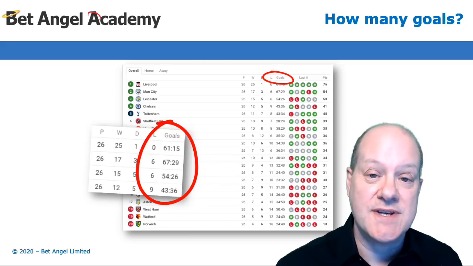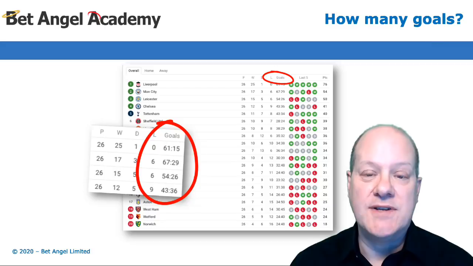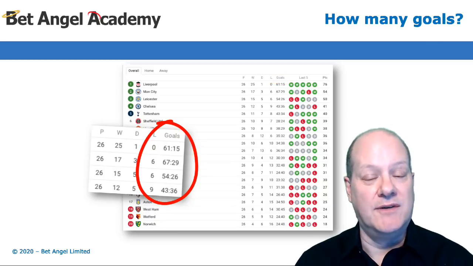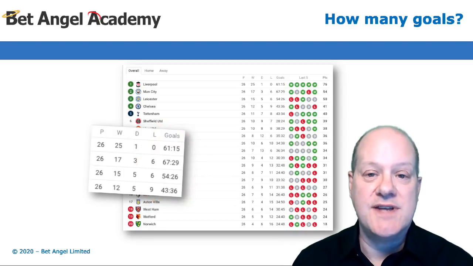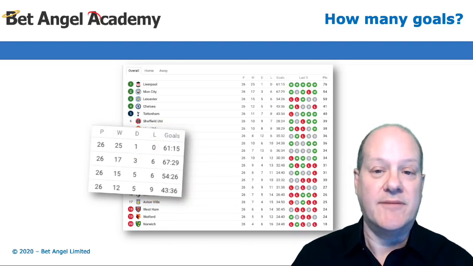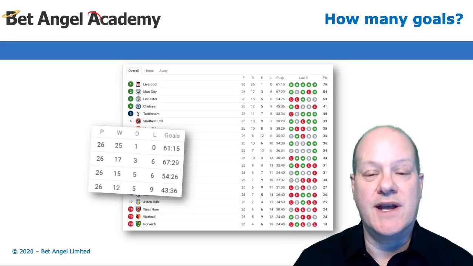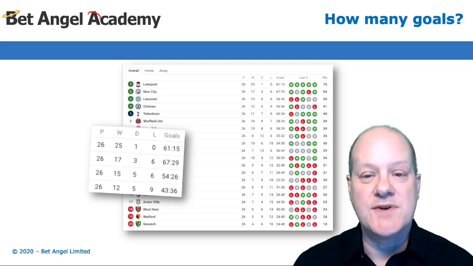Manchester City have scored 67 and conceded 25. And it's this information that we're going to use to try and construct a model that will allow us to predict roughly how many goals we're likely to see within any particular match within the league. But this is typically where you start. Bring up the league table, look at all of the data within there, and start to form an opinion on how many goals you think could be scored in any particular match.